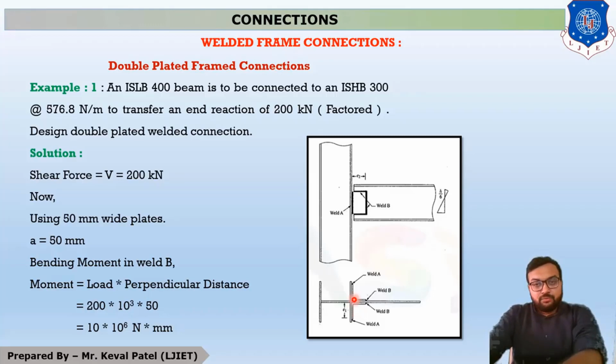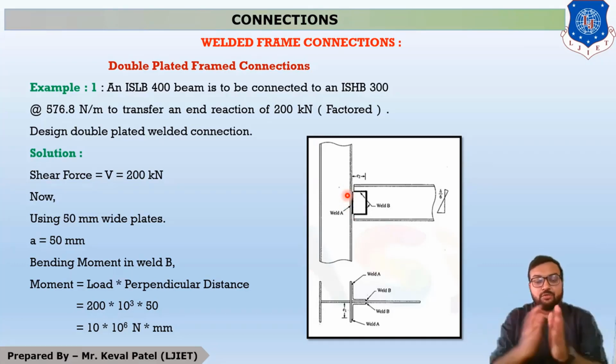There are two types of load. The first one is shear force, which is generally generated at the junction point. The second one is bending moment. You all know that bending moment is force into perpendicular distance, so we will get our answer for bending moment. In this example, we have to check the length of welding when the force is an x value and the bending moment is a y value.